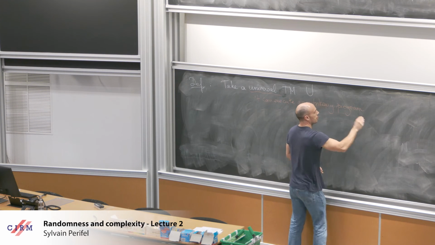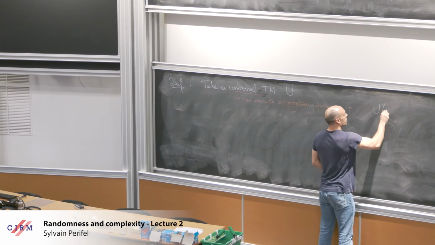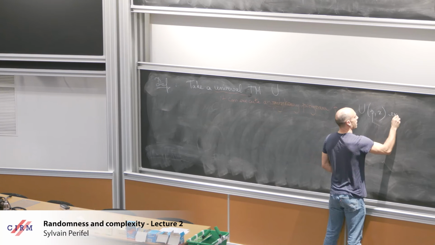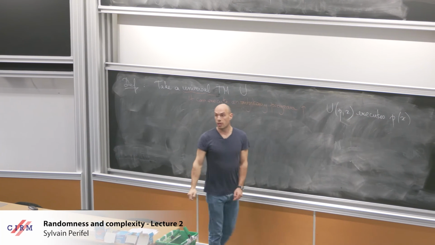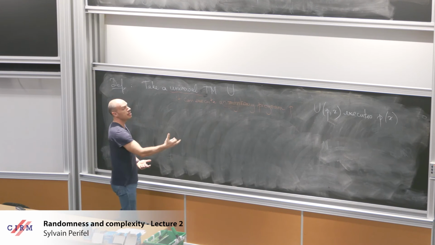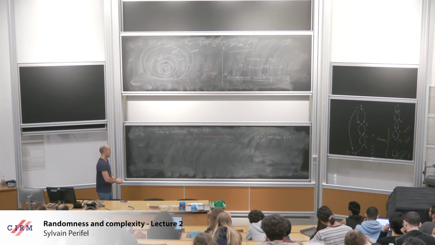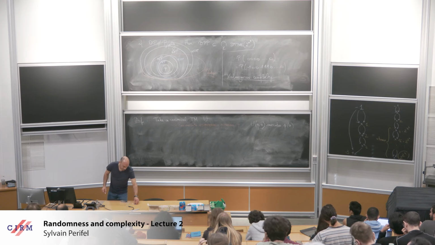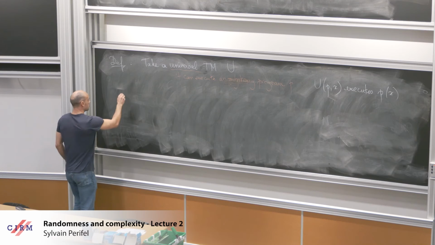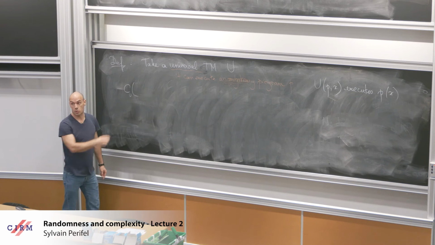So, for instance, let's say a program P, in the sense that U of P, x executes the program P on input x. Okay? So this is just an interpreter. You give it P, you give it an input, and you execute P on x. Okay? So this is what we call a universal Turing machine. And you define a complexity according to this machine.